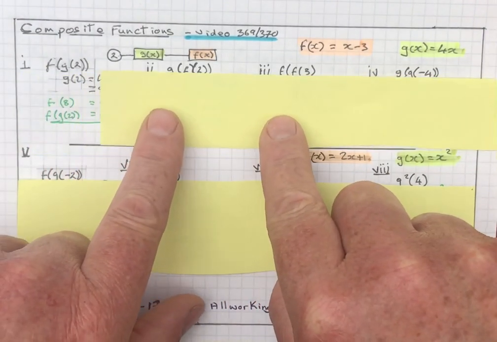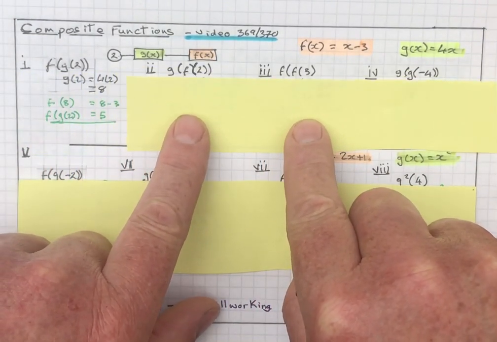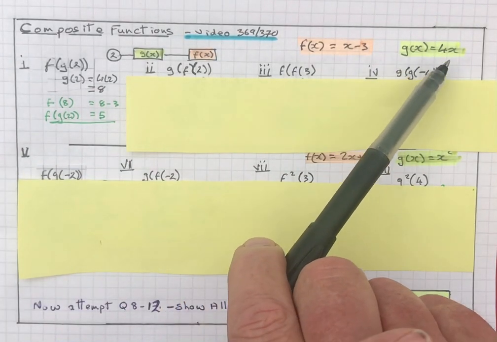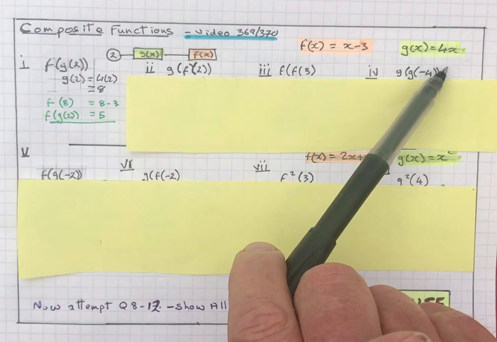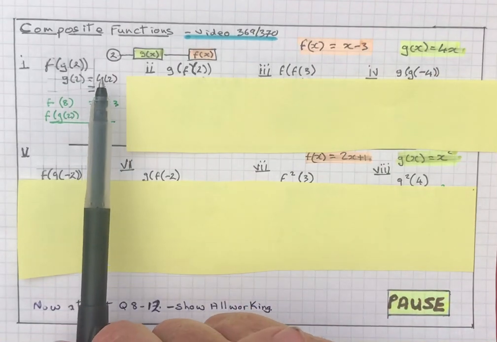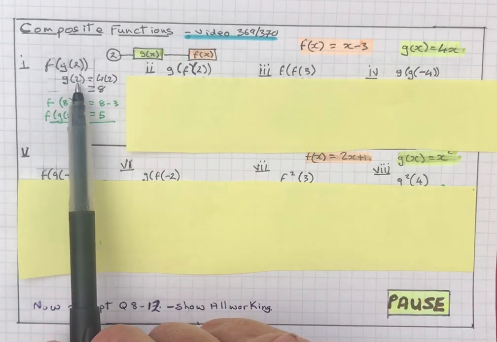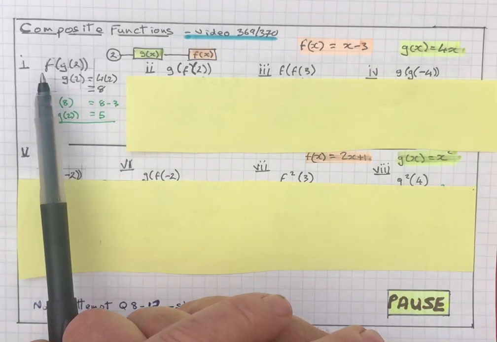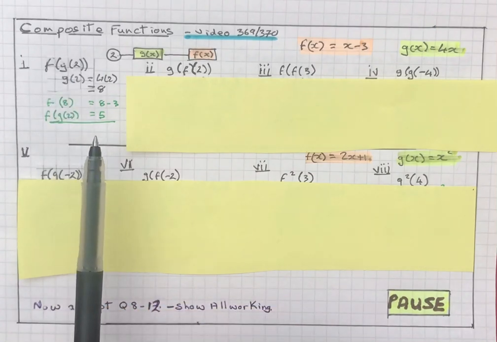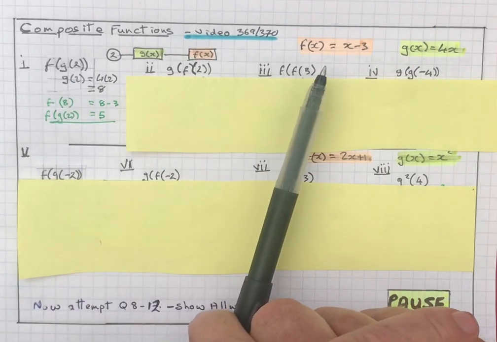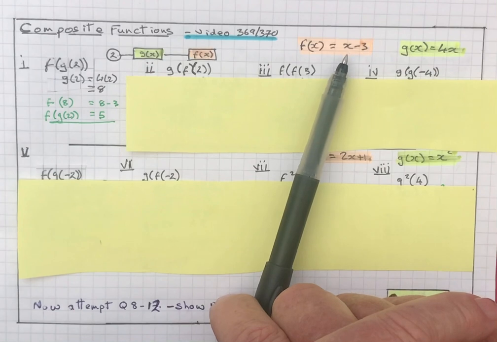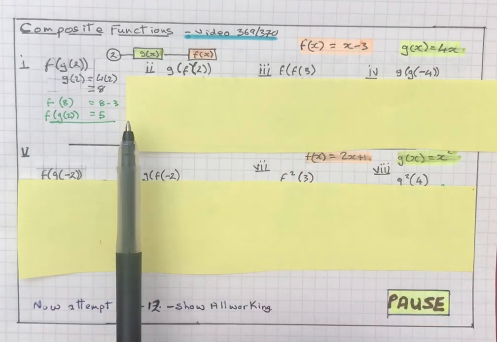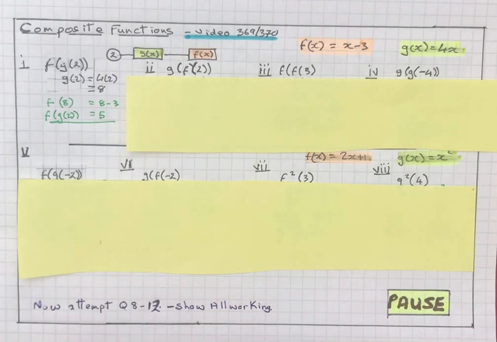So the idea is, if I do the g of 2 first, now g of x is 4 times x, and if 2 is my input, 4 times 2 is 8. So the g of 2 gives me 8. 8 now becomes my input, so for f of 8, I put 8 into my value here, and if I've got x minus 3, where x is 8, 8 minus 3 is 5.